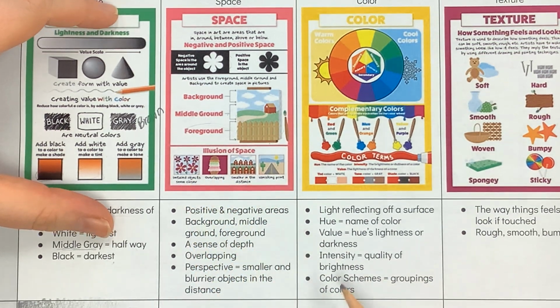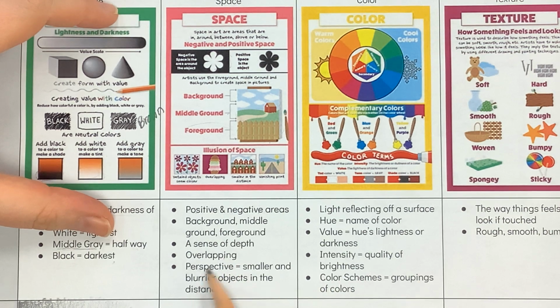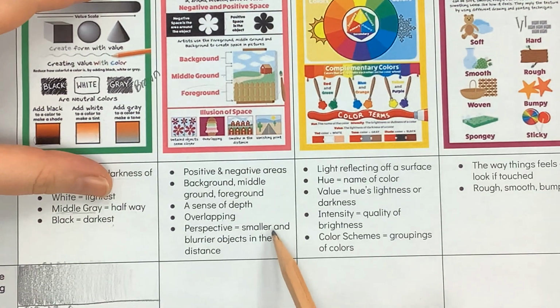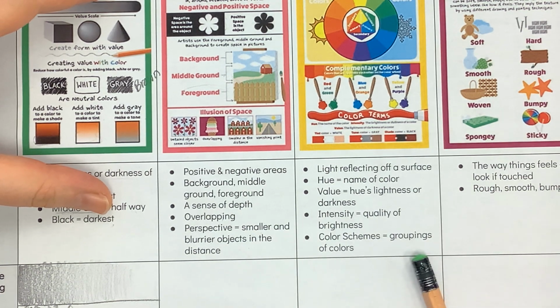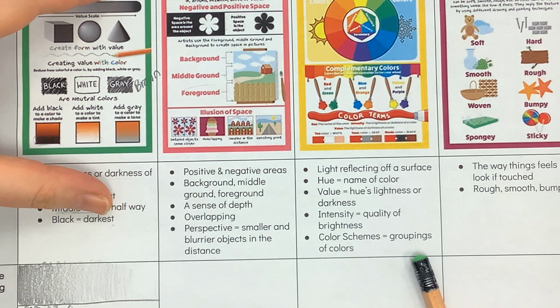Other ways that you can create the illusion of space are overlapping and using perspective. Think about smaller and blurrier objects being in the distance. The farther I put my hand away from my face, the smaller it looks and the blurrier it looks. The closer I put it to my face, depending on if you're far-sighted or nearsighted, the larger it is and the clearer I can see it, right?